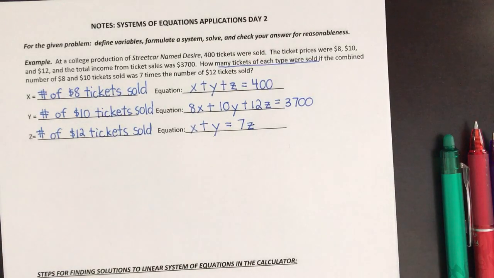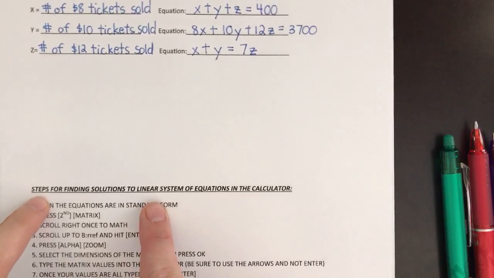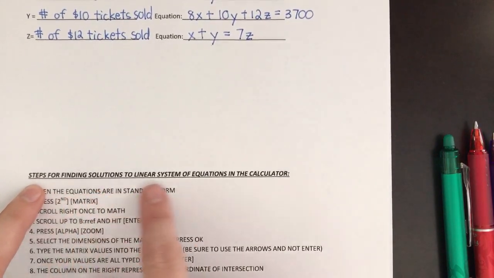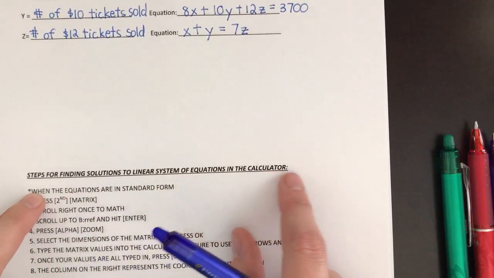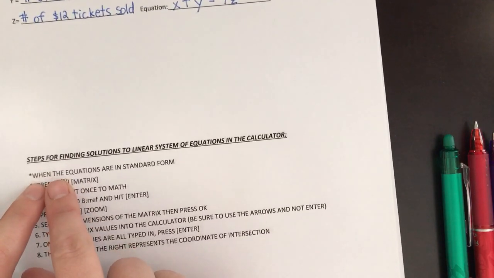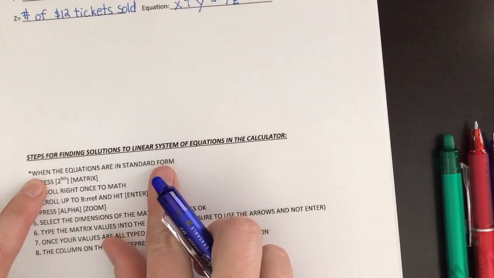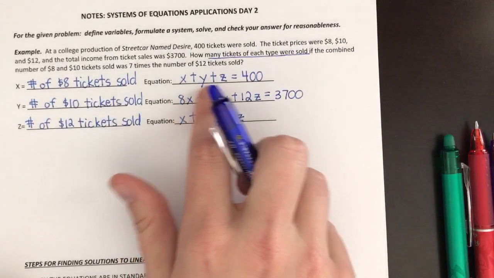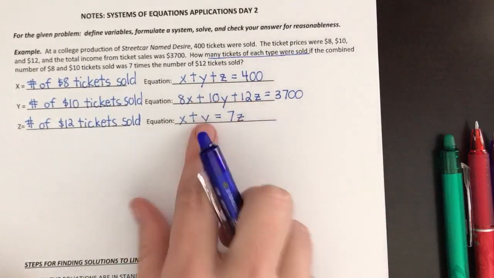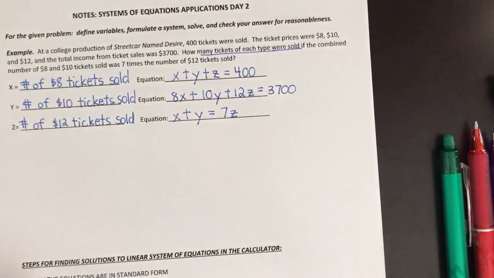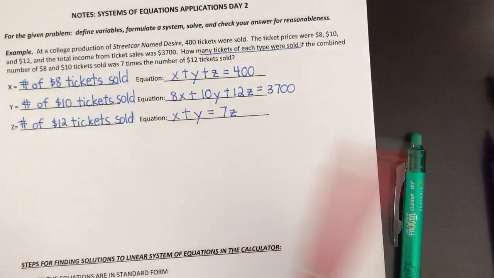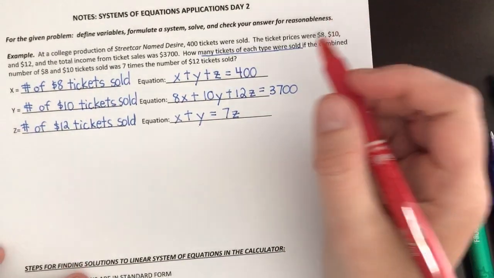So then I've got my three equations, so then I'm going to use these steps for solving. Steps for finding solutions to linear systems of equations in the calculator, and in this case, unlike Apps Day 1, when the equations are in standard form. So most of my equations are in standard form, all but this one. So we're going to quickly move this last equation here into standard form.